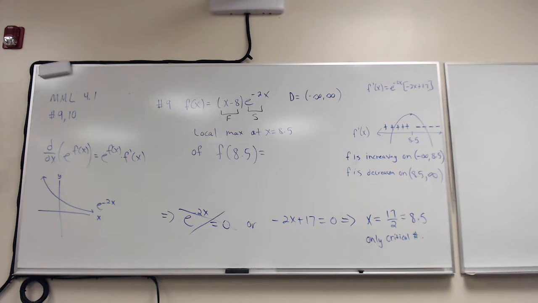Oh, they want you to use fractions, so I have to go back to 17 halves. All right, they like my interval of increase. They like my interval of decrease. And the function has a local maximum, no local minimum, and you'd have to plug that 8.5 into the original function.